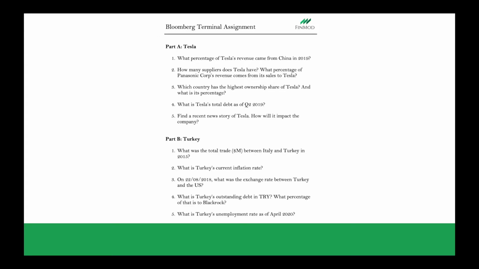And next, we have the Bloomberg Terminal assignment that I gave you. It consists of Part A and Part B. Part A looks at Tesla, and this utilizes the functions for companies. And then we have Part B, which is Turkey, and this utilizes the functions for the countries. To start off with, we'll look at Part A and question one. What percentage of Tesla's revenue came from China in 2019?